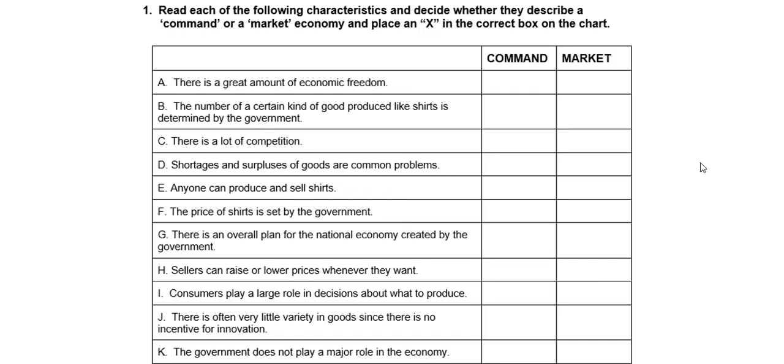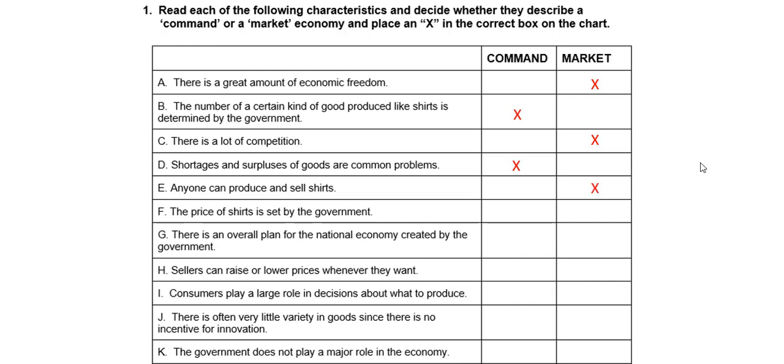Okay, let's take a look at the answers here to comparing command and market economies. We'll start off with letter A. There's a great amount of economic freedom. We see that in a market economy. B, the number of a certain kind of good produced, like shirts, is determined by the government. We see that as a command economy. C, there's a lot of competition. This happens in market economies. D, shortages and surpluses of goods are common problems. Command economies. E, anyone can produce and sell shirts.